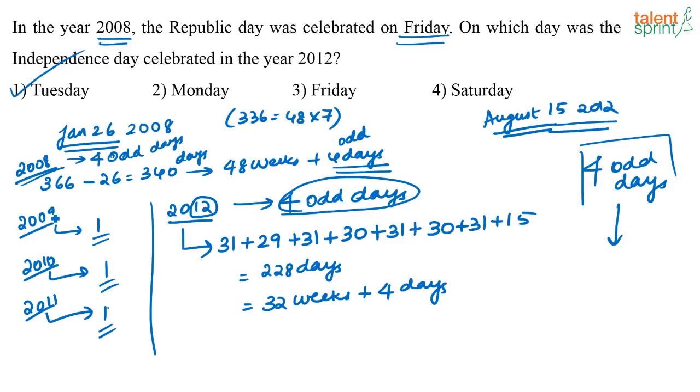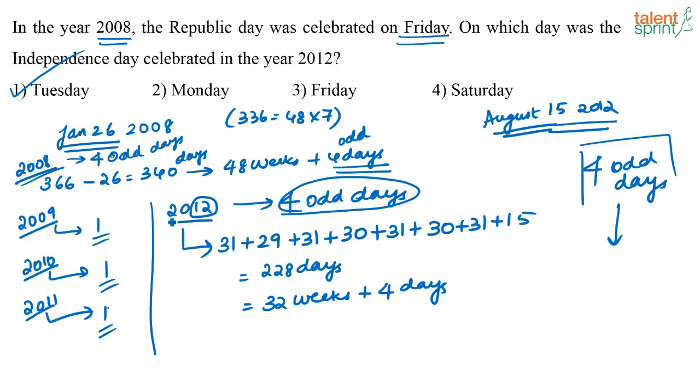Now years 2009, 10 and 11, you are taking the full years. When you consider a full year, if it is a non-leap year, the number of odd days is always 1, and if it is a leap year, the number of odd days is always 2. Here these 3 are non-leap years, so the number of odd days is 1 each. I have directly taken that.